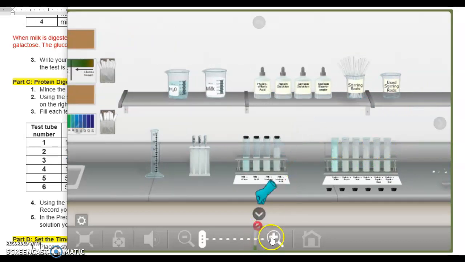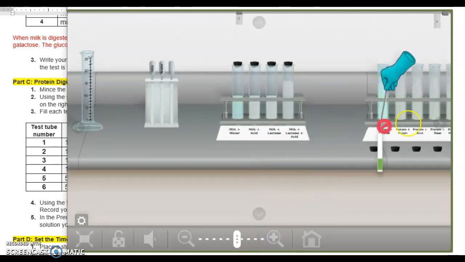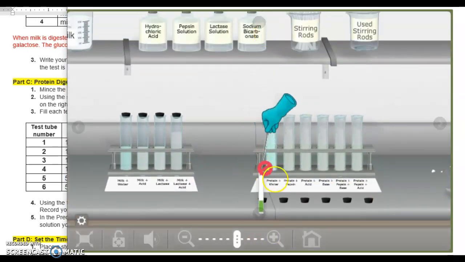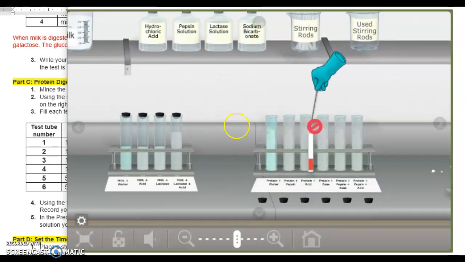So let's zoom in a little bit so you can see what happens. And let's test the one that says acid. Pretty sure that ought to change. And yes, it did. You see now it's a red color, and that was the third test tube.